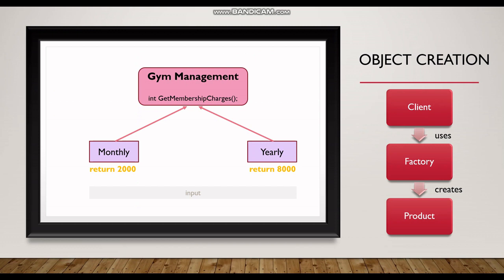So let's understand this concept with a simple example. For example, I'm having a gym management system and there are two plans, monthly and yearly. The user has to input the package type, that is monthly or yearly, and based on that the get membership charges method from the gym interface or class should return me the charges. The basic principle behind this pattern is that at runtime we get an object of similar type based on the parameter that we pass.